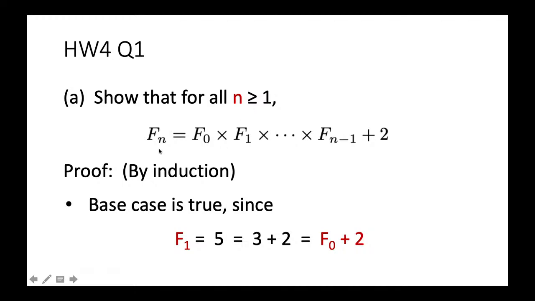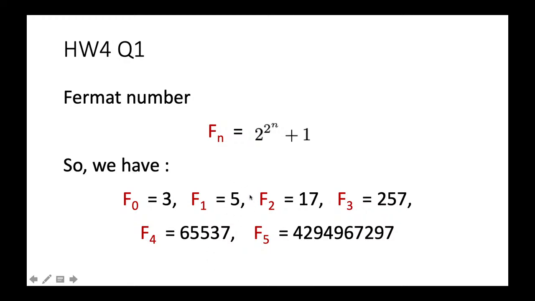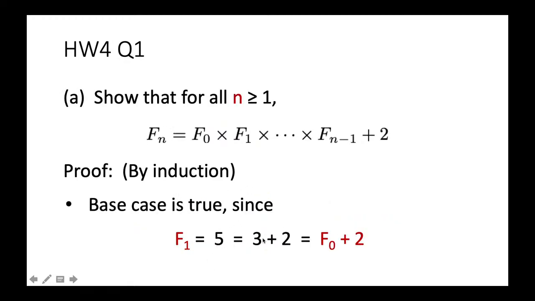So let's check the case of f of 1. The value of f of 1 is equal to 5. And 5 is actually equal to 3 plus 2, and this 3 is equal to f0. So it is equal to f0 plus 2. What does that mean? It means that in the formula we're seeing here, f of 1 is equal to f of 0. You don't have anything to multiply further because you multiply up to f of n minus 1. So f of 1 turns out to be equal to f of 0 plus 2. This formula works when n is equal to 1.